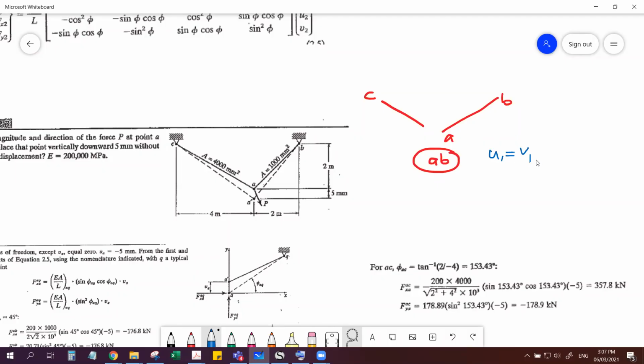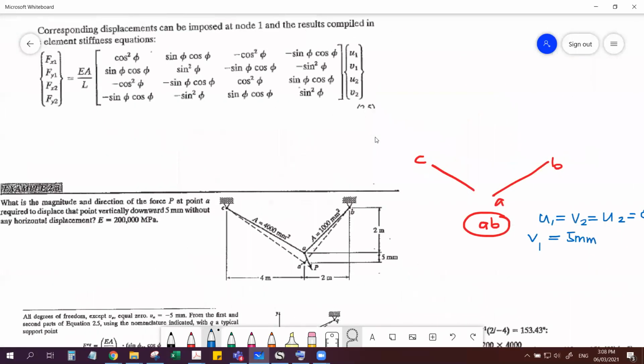Also V1 is 0. And also, sorry, U2 rather, because it's restrained on B. Restrained on B, so V2 and U2 are equal to 0. Therefore, V1 is 5 millimeters, right? V1 is equal to 5 millimeters, as stated in the problem. Now, looking at our stiffness matrix, V1 is available, and the rest is 0.